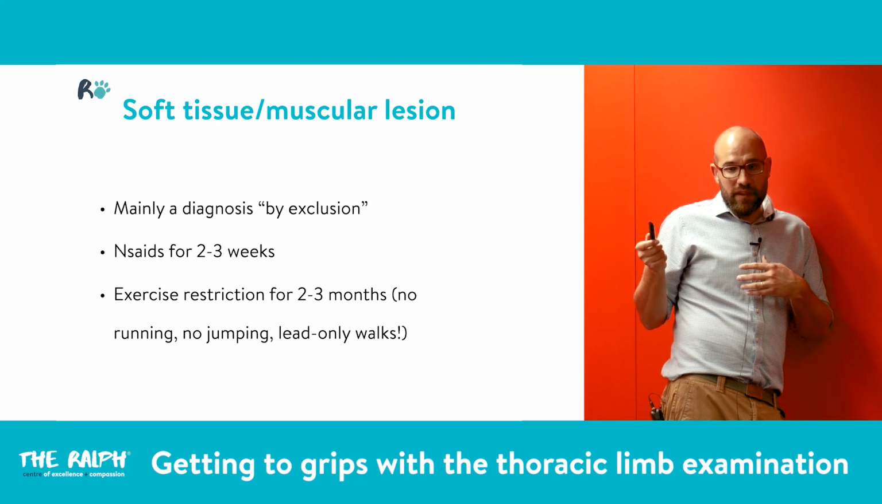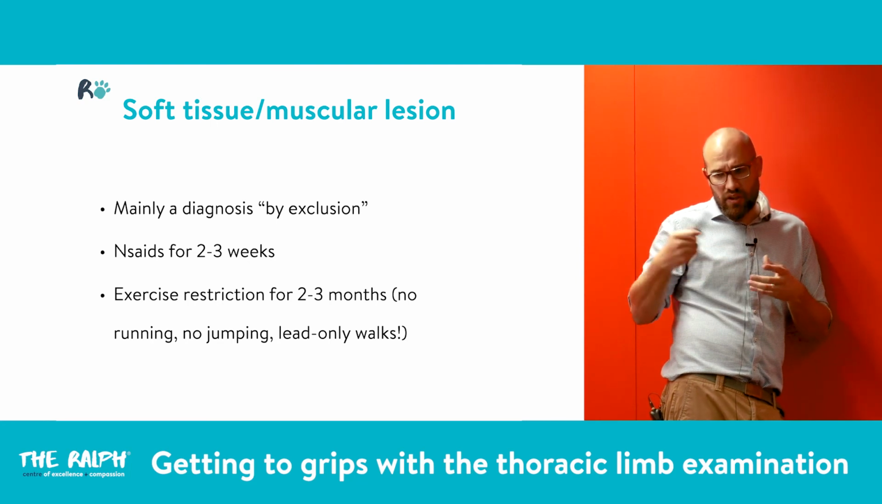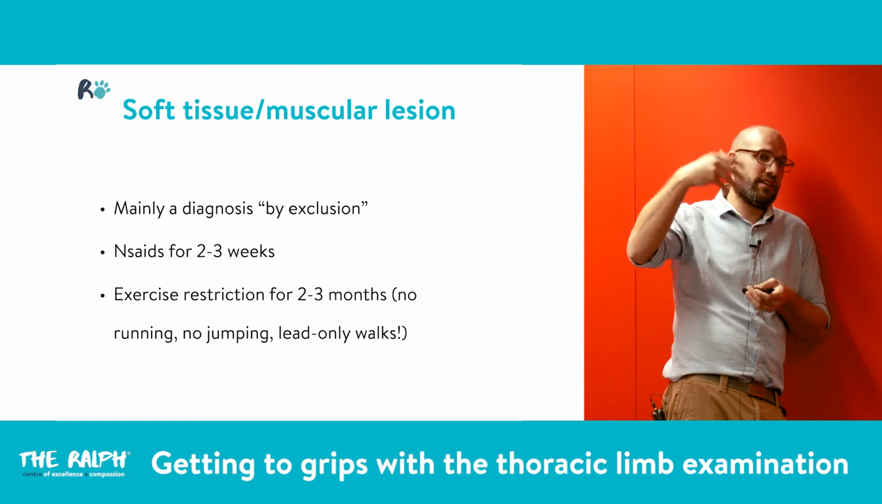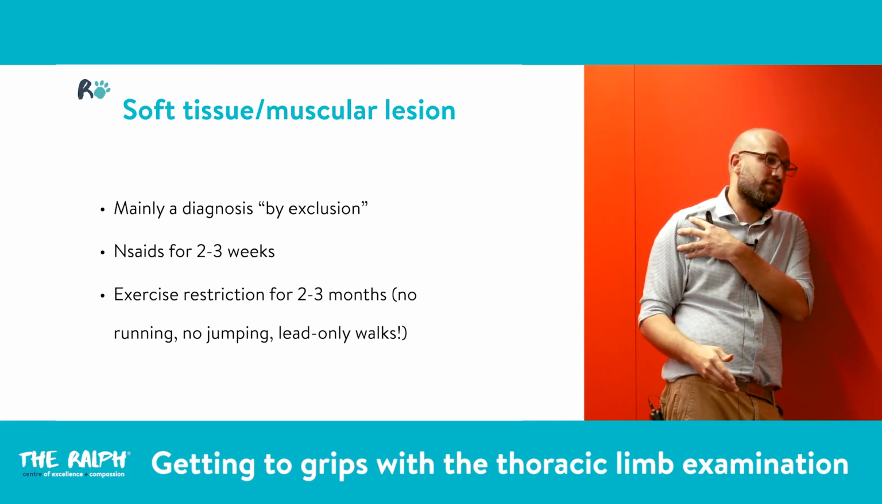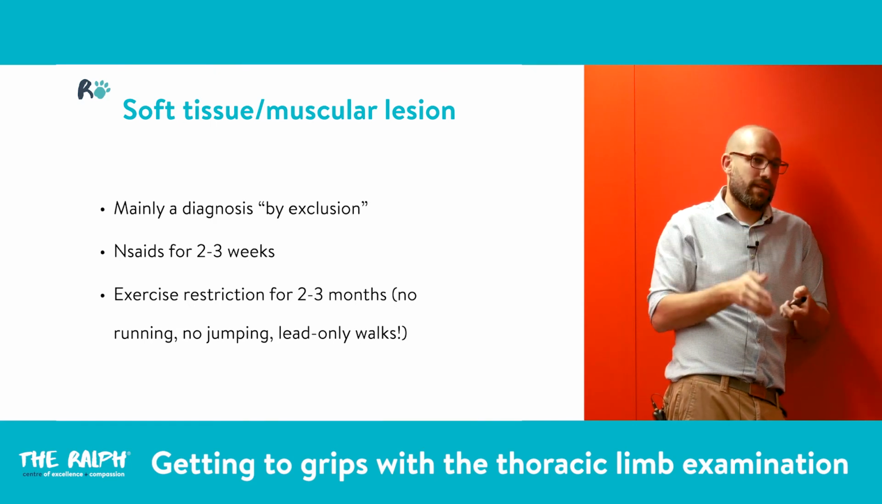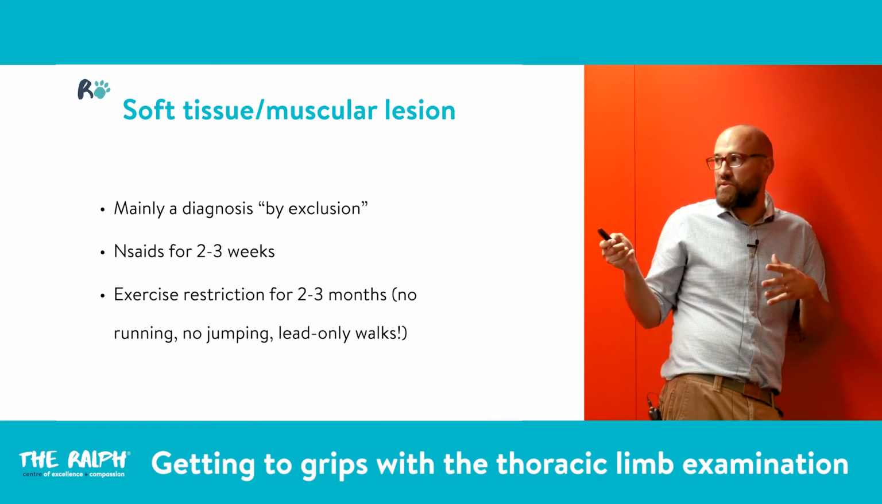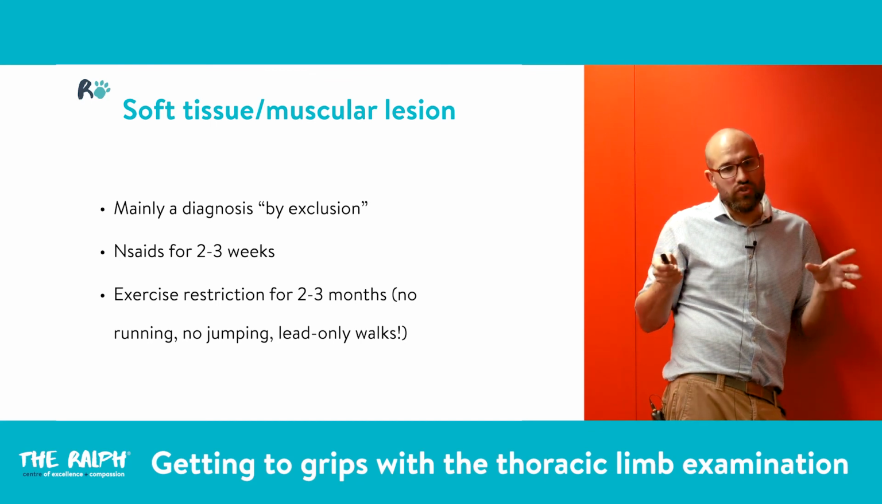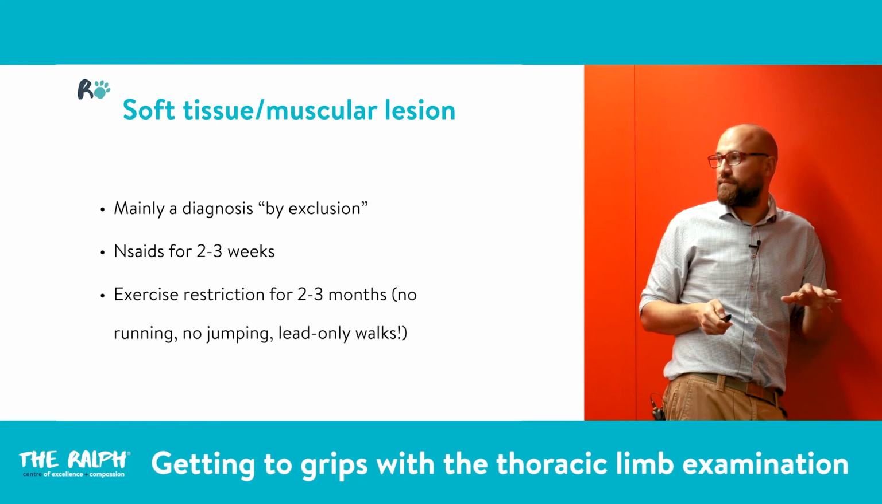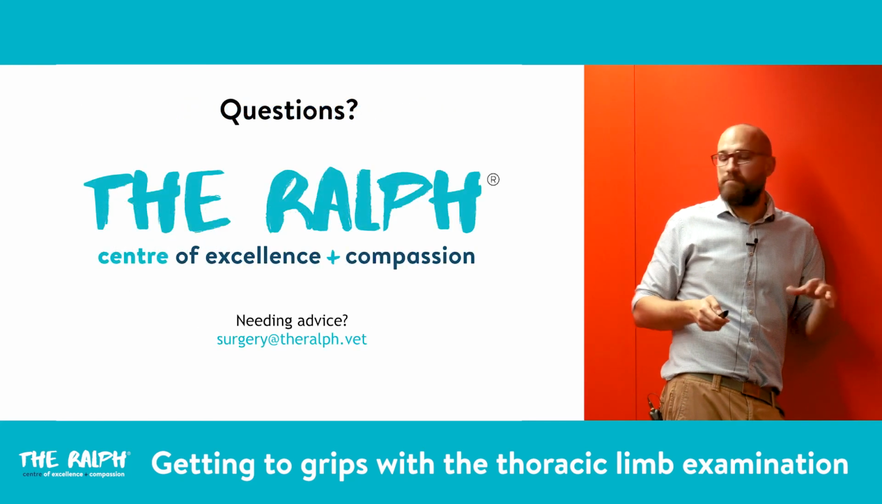Instead, if you just tell the owners, no, 2 weeks and then you can walk, you can run again, usually what happens is that the dog starts running again and the muscles get injured again, and then we're back to square zero. Okay, so diagnosis by exclusion, and usually only controlled exercise rather than strict cage rest, and that's it.